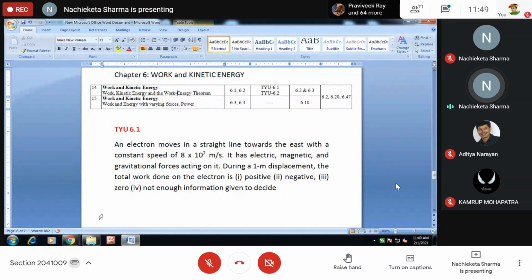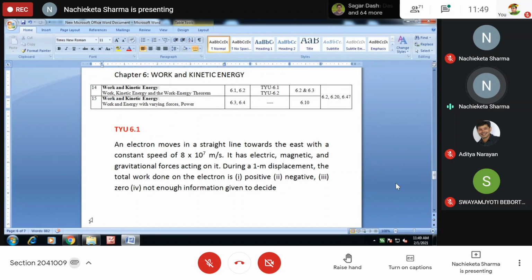Can any one of you say what is the total work done on the electron? Yes, are you able to hear me? Sir, 0. Yes, it is 0. Why? Due to no acceleration. Yes, you are right.